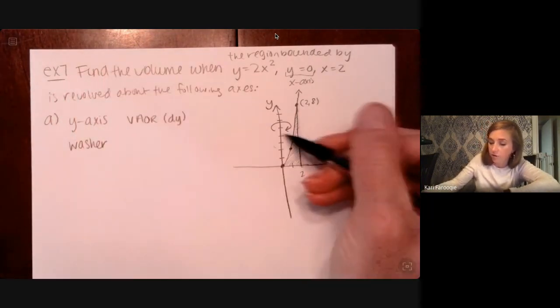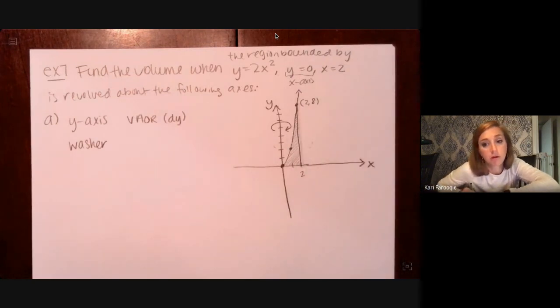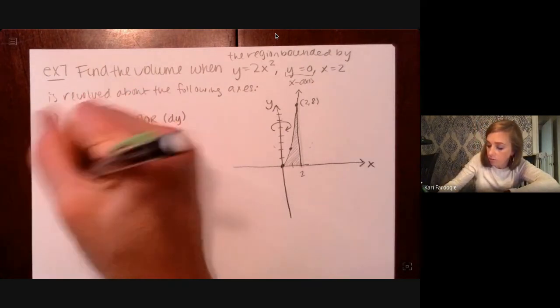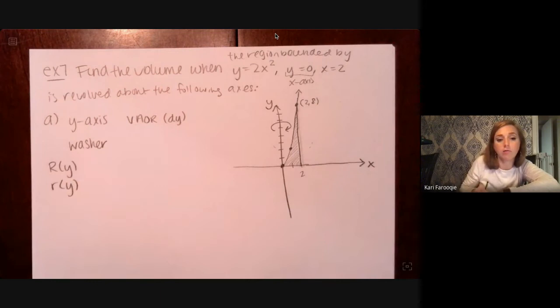It is not flush up against the axis of revolution. It barely even touches it except at that one point. So it is a washer. So let's go ahead and determine big R of y and little r of y.